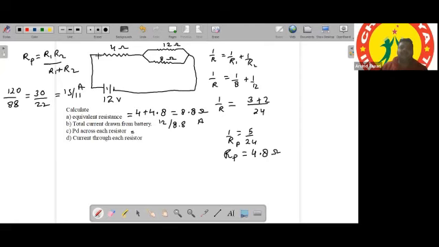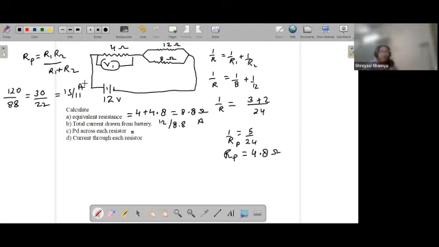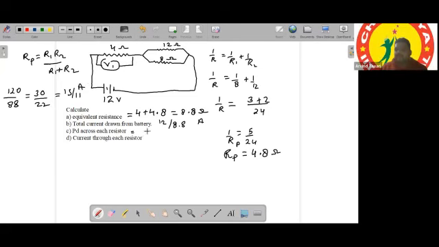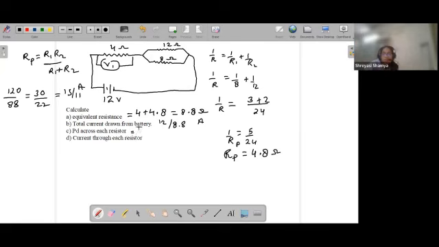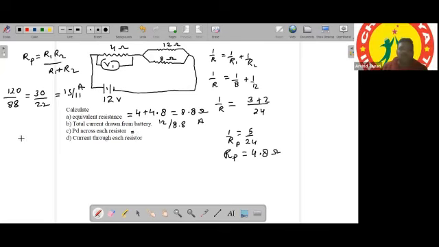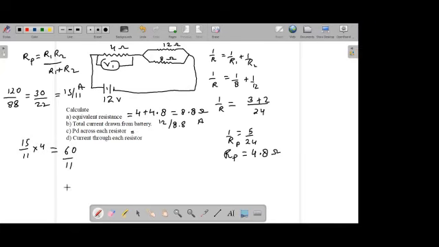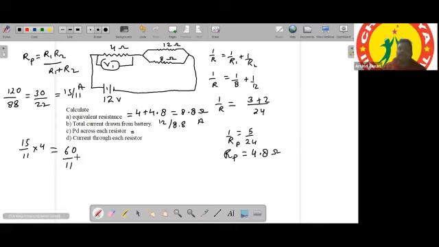Now the PD across each resistor. What will be the potential difference across the 4 ohm resistor? Sir, I got 0.34. Okay, so this would be equal to IR, where I we have 15 by 11 and this multiplied by 4. So this is 60 by 11. Sir, I got 5.44. Yeah, 5.44 is the correct one. 60 by 11 is over here.